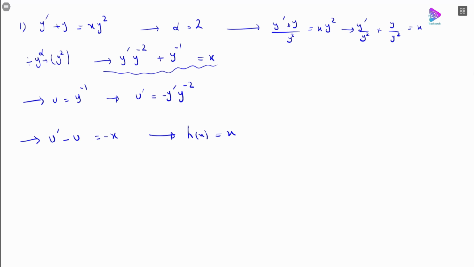So h(x) is equal to -x. Therefore 1/y = u = e^x times the integral of -x e^(-x) dx + c. And that would be the solution. Let's take a look at another example.